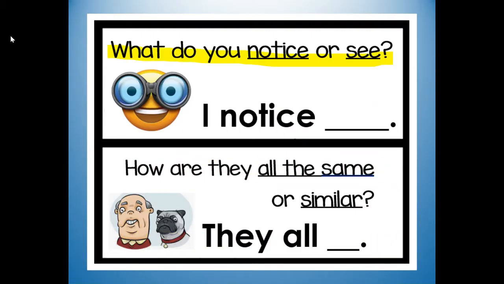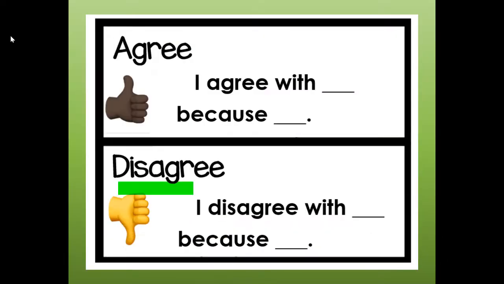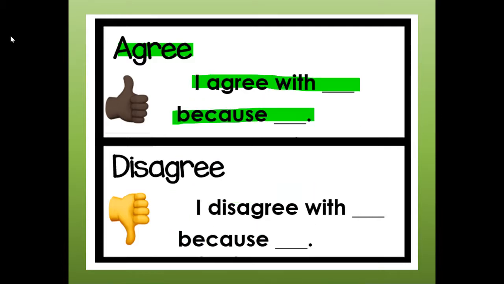For each group of pictures, I'm going to ask you the same questions. What do you notice or see? And you're going to say, I notice or I see. And then I'm going to ask, how are they the same or similar? And you're going to say, they all or they both. You can also agree with me and say, I agree with you, Mrs. Pearson, because, and tell me why. Or you may disagree with me, and you could say, I disagree with you because, and tell me why.